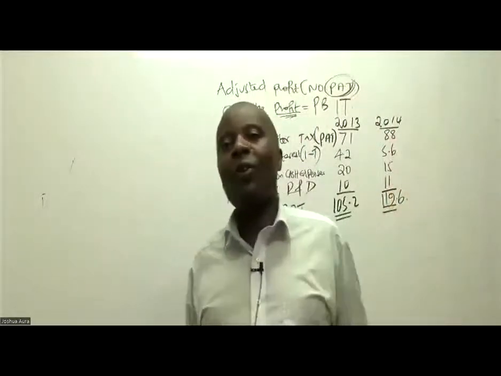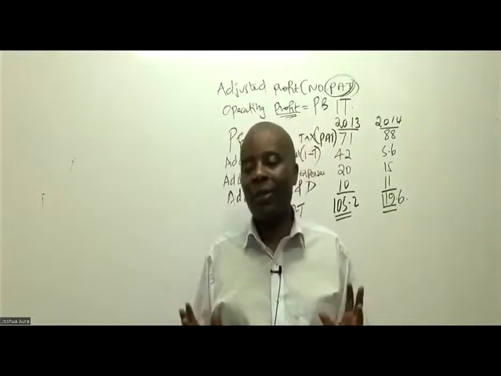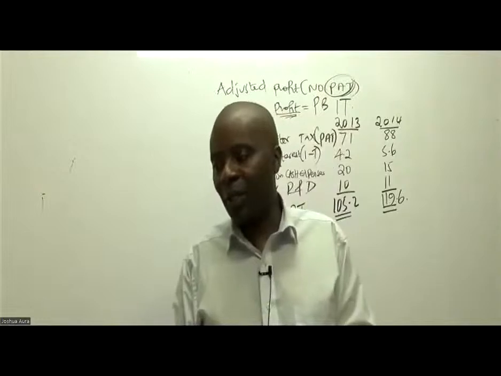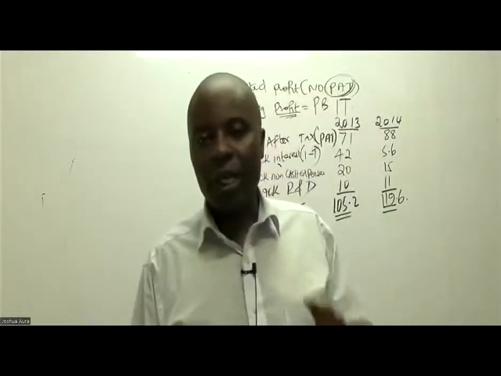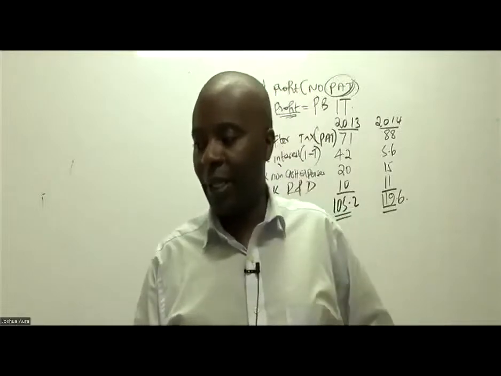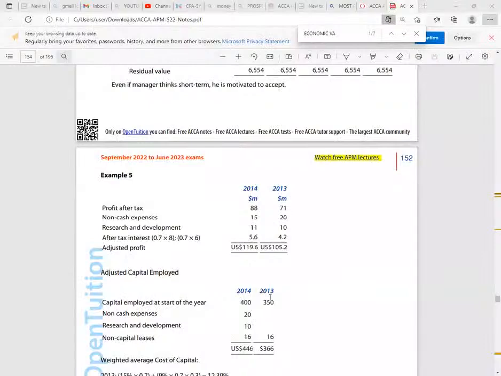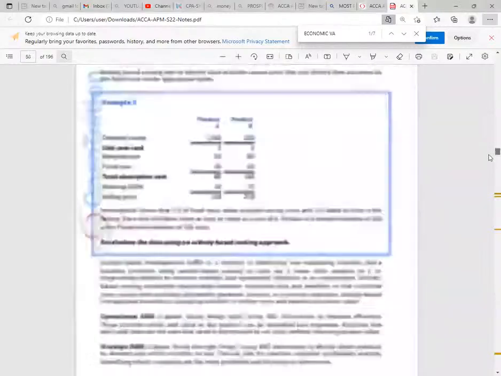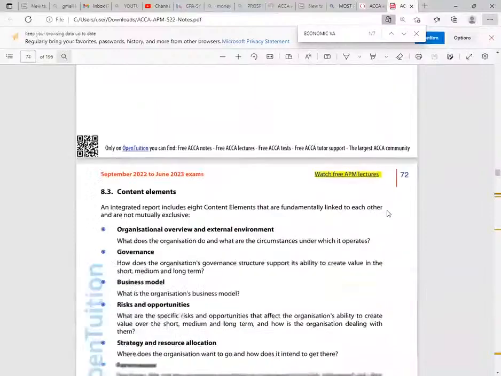So are we together? Can I go now to the capital employed adjustments? Great. So capital employed adjustments, what do we have? I need to go back first to page number 80.